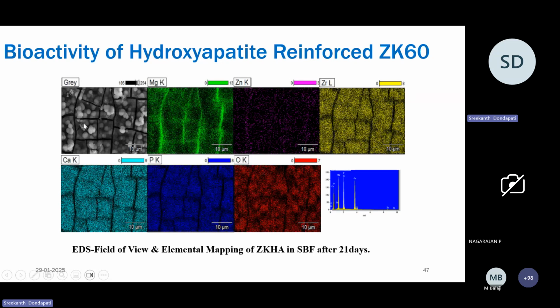That means this has formed like a coating. So underneath that, the substrate is there. That substrate is only showing here. So in the coating, we have very less magnesium and zinc, but the content of zirconium is high. Content of calcium and phosphates are high, and oxygen also high. So we can say that the phases formed here are magnesium oxide or magnesium hydroxide, and along with that, we can also find calcium and phosphates. So we can say that it has a good bioactivity. The bioactivity has improved.